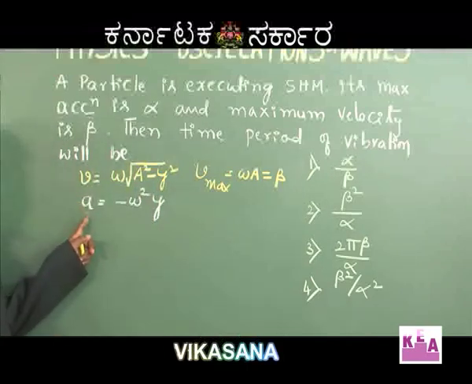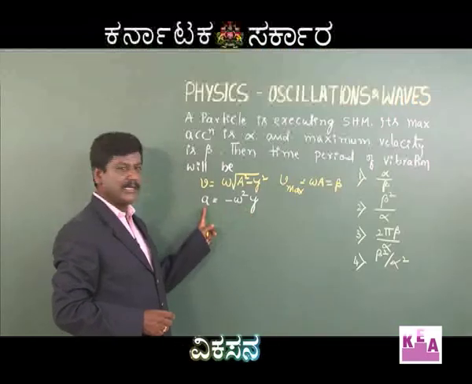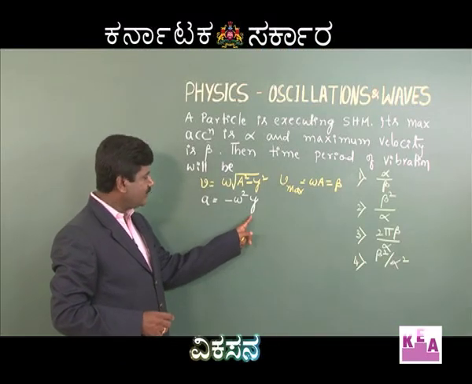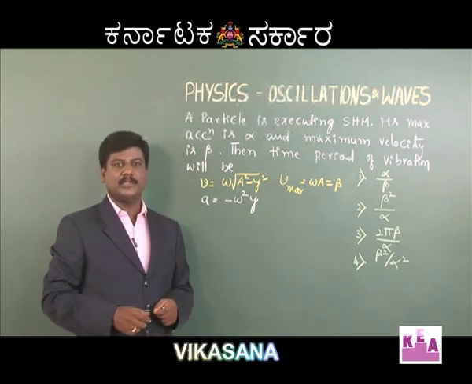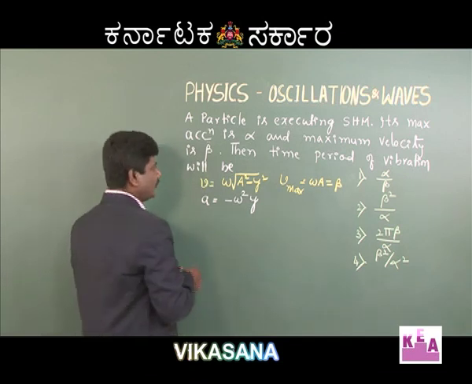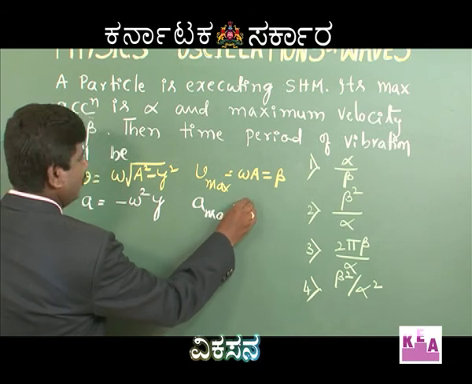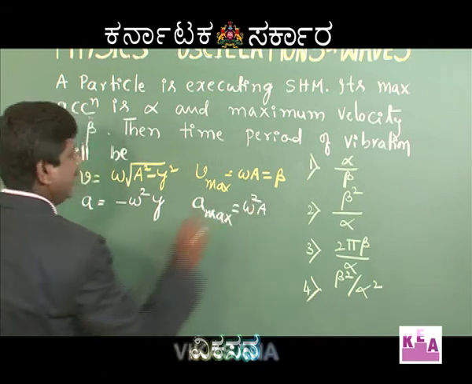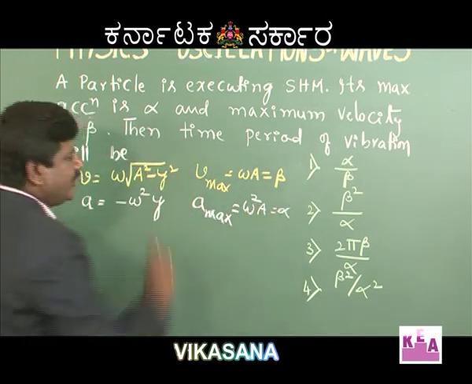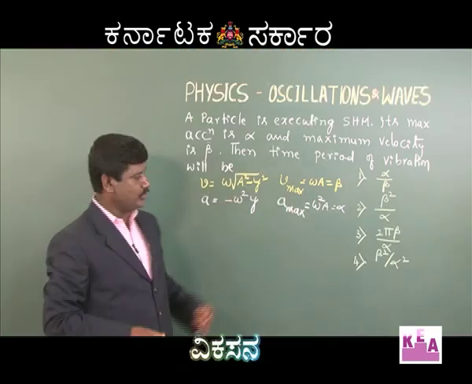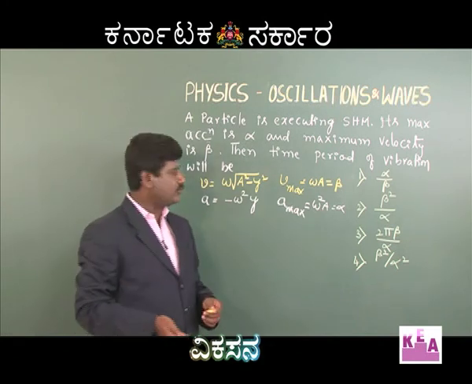So, acceleration depends on the value of y. When y is minimum, acceleration is minimum. When y is maximum, acceleration is also maximum. That is, at extreme position, the acceleration is maximum. Therefore, the magnitude of maximum acceleration is given by omega square into capital A. That term is denoted by alpha. So, dear students, we have 2 equations. If we divide the two equations given, we get a ratio.